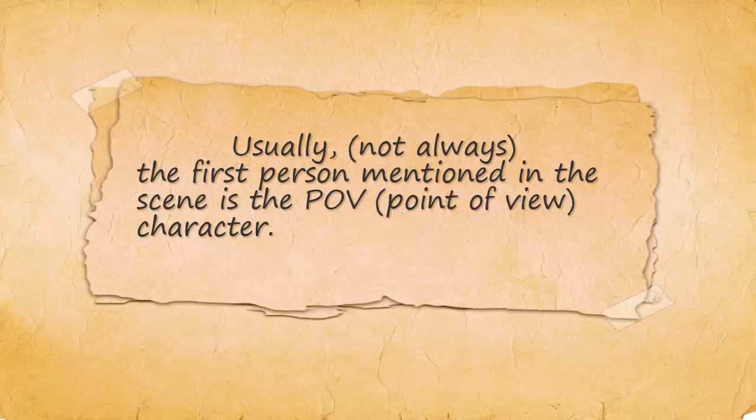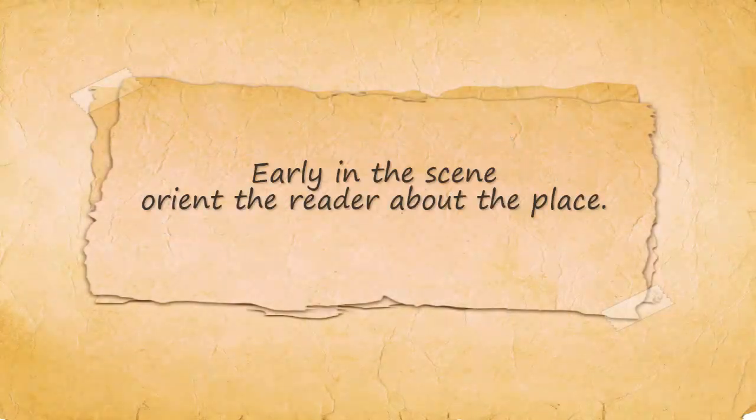And thirdly, early in the scene, the reader wants to know the place. What kind of place are we at? Not just that we're in a store, but what kind of store? Is it a shopping store? Is it a grocery store? Is it an old run-down store? Is it busy? What kind of noises are there? What kind of sounds? What does the place look like? And the reader wants to be oriented into that world, and we need to help them with that by giving them a description.